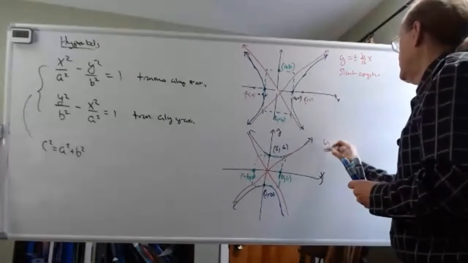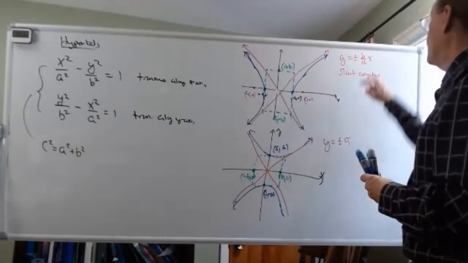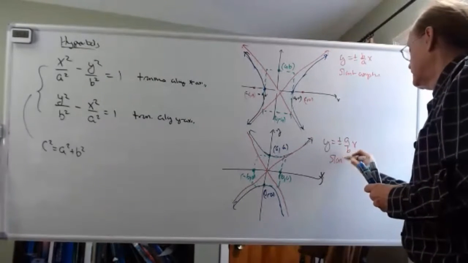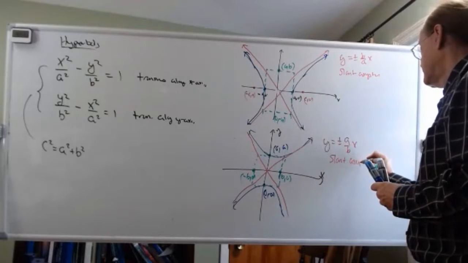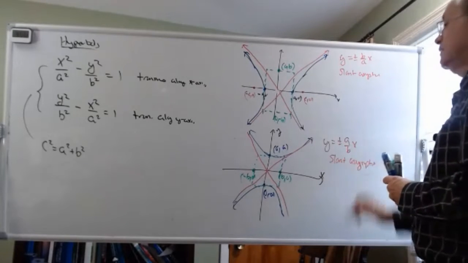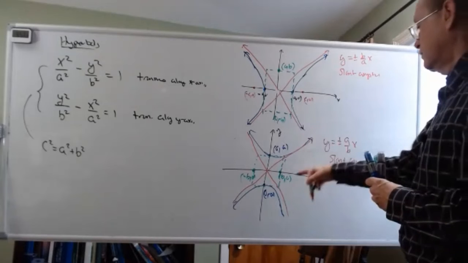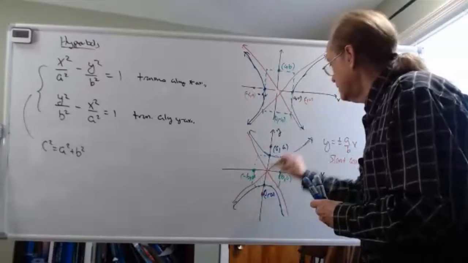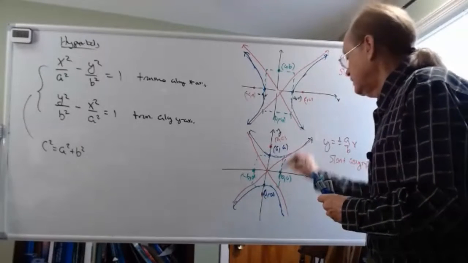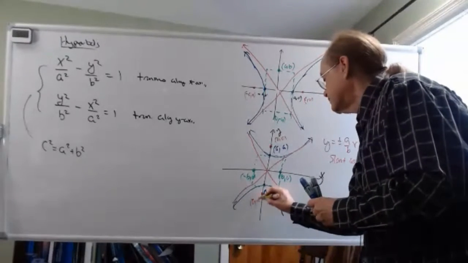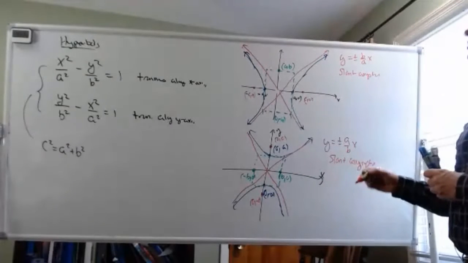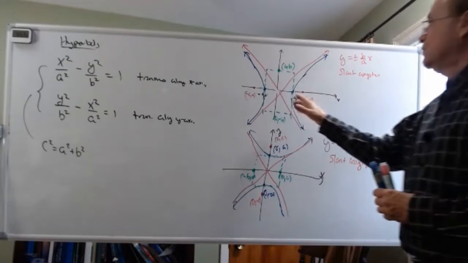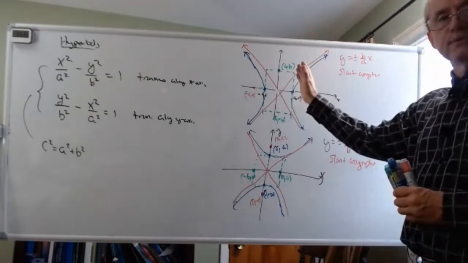Now my y is equal to plus or minus A over B x. This switches. A over B x on my slant asymptotes. And of course, I would also have my foci over here as well. I have the foci here and here, 0 comma c and 0 comma minus c. So that's everything we need to know about the hyperbolas. The new thing we introduced is this idea of having asymptotes.